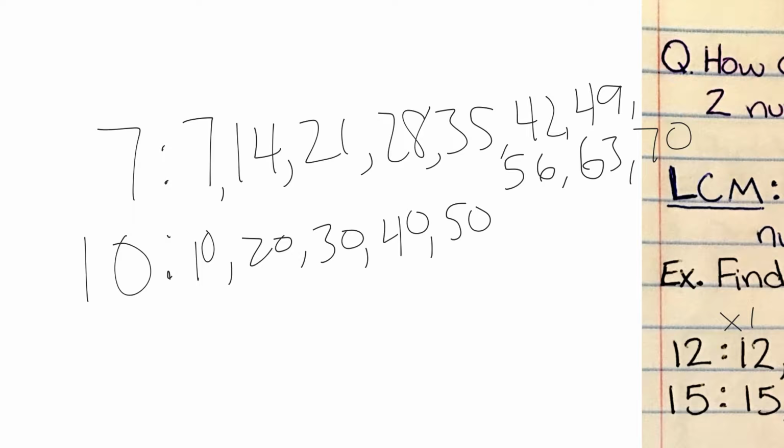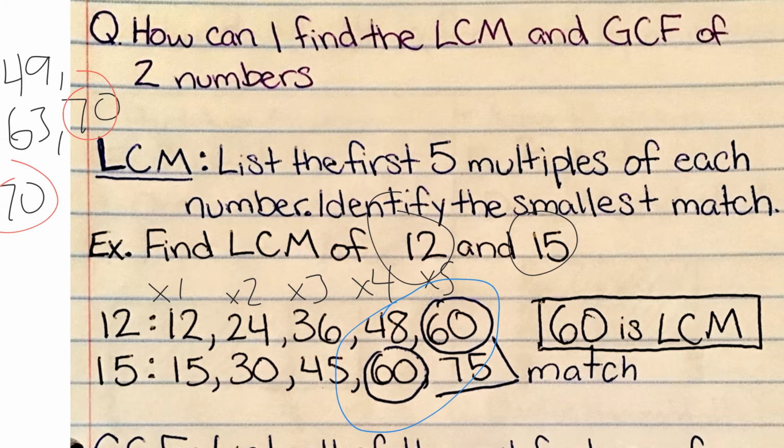And then we'll do 5 more on the 10. We've got 50, 60, 70. Oh, there we have 70s. The 70s match. So if the first 5 doesn't work, just list a few more until you find some that match. Anyway, come back here to our notes. Get rid of some of this excess stuff.